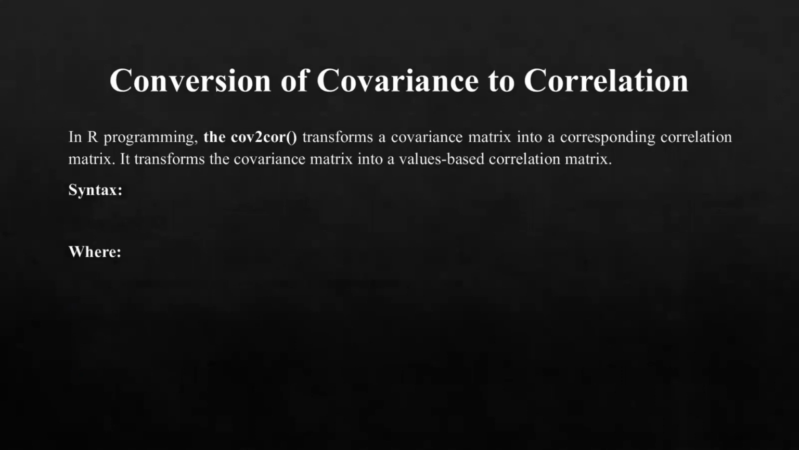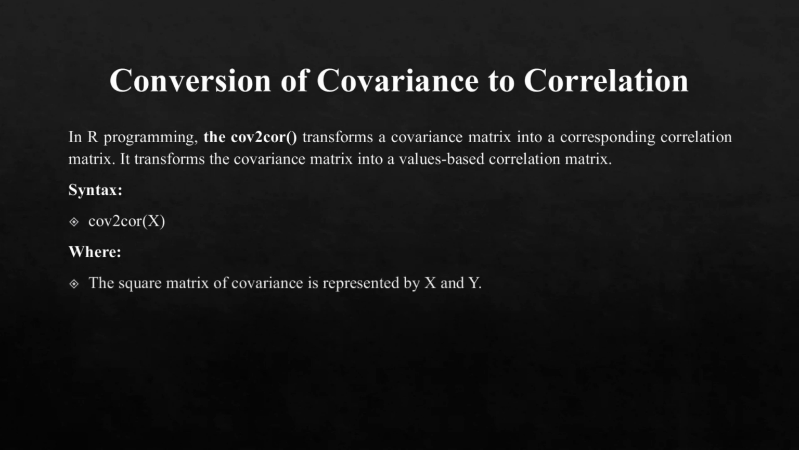Next, we have conversion of covariance to correlation. In R, the cov2cor function transforms a covariance matrix into a corresponding correlation matrix. It transforms the covariance matrix into a values-based correlation matrix, in simple terms. The syntax is as follows. You just use the cov2cor keyword and pass the data, where the square matrix of covariance is represented by x and y. Now let's move to RStudio to see how this works.